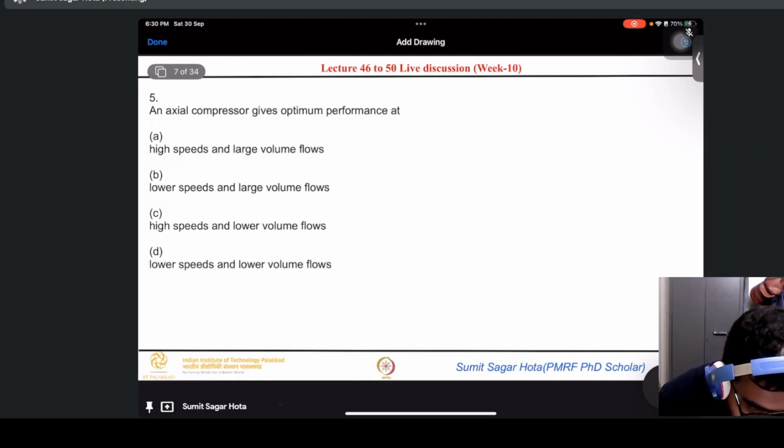An axial flow compressor gives optimum performance at dash. The power of axial flow compressor rises with the rise in speed. If the speed is high, and the flow is obviously high, then the axial flow compressor gives optimum performance at high speed and high volume flow rate.